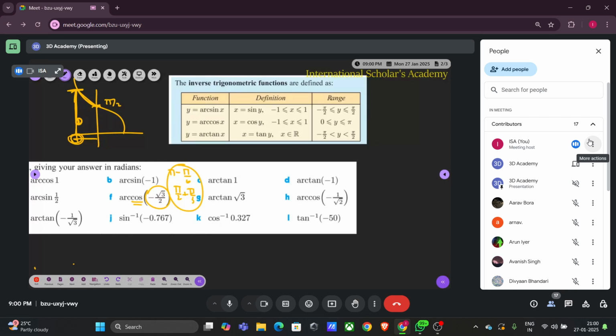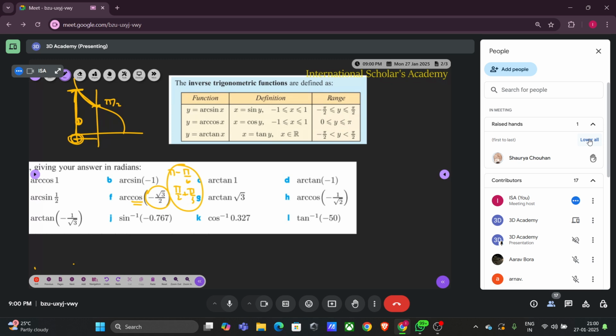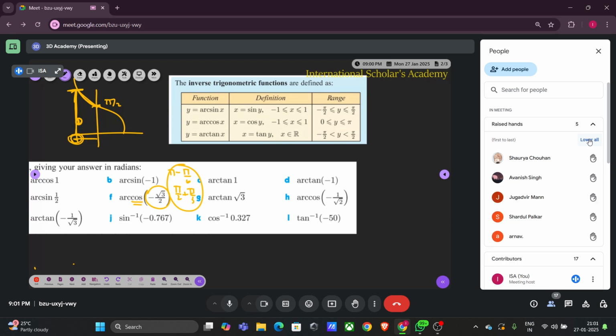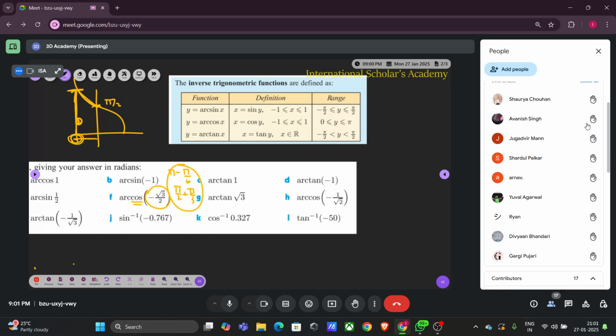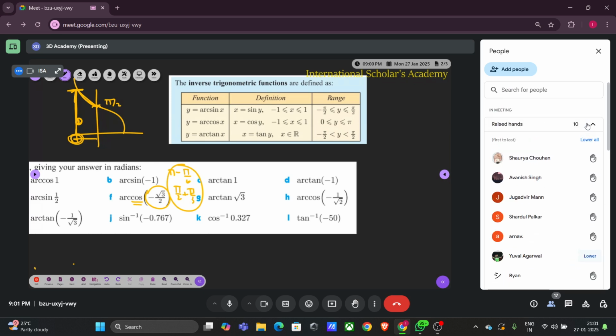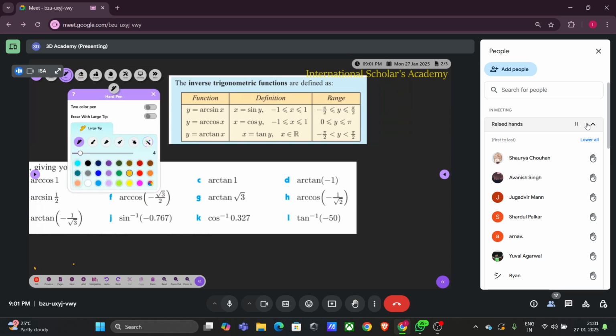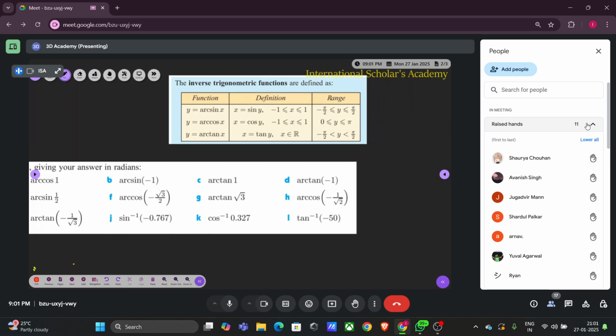How many of you are understanding it now? Please raise your hands, those who are understanding it. Very good. Nice. So with the main trigonometry and inverse trigonometry, you just have to switch the values and check if they are lying in the range or not. That's why you must remember these ranges.